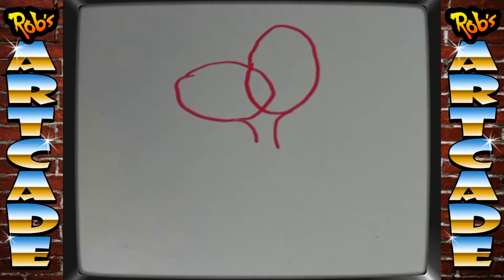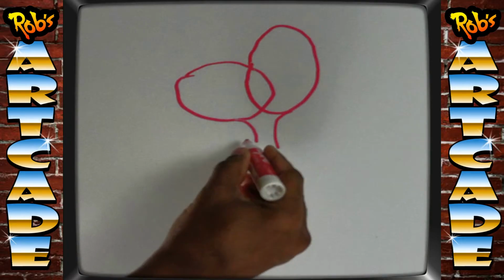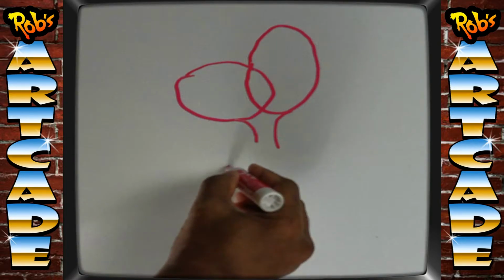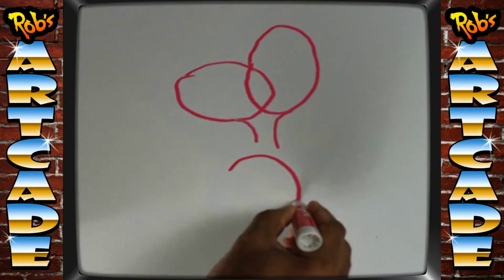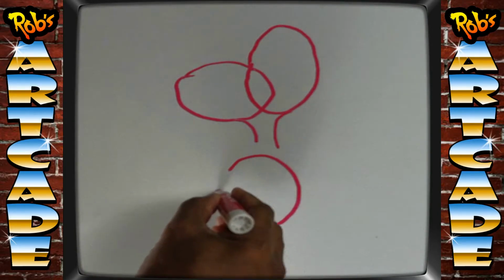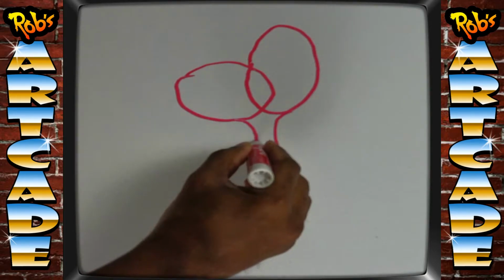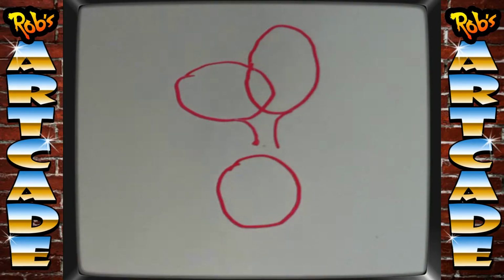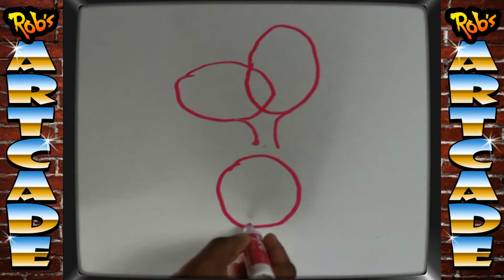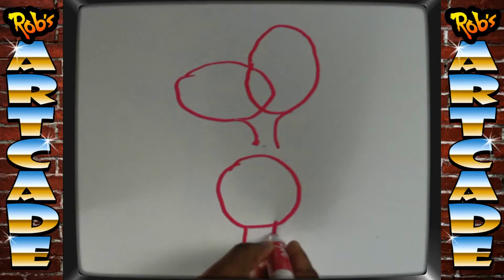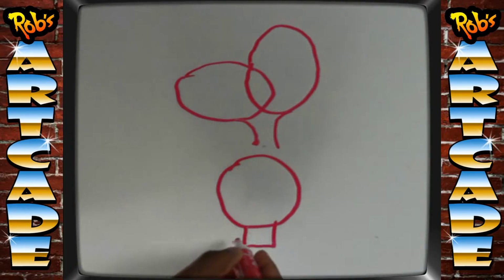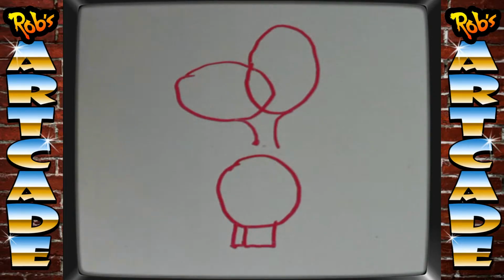The next step that we're going to do, starting right about here, we're going to draw an oval. We're going to leave a little gap between this area that we did right here, that's the neck, right there to the body. At the bottom of this, we're going to draw 2 rectangles. One this big and one slightly smaller right there.